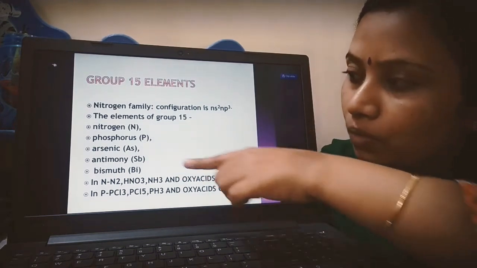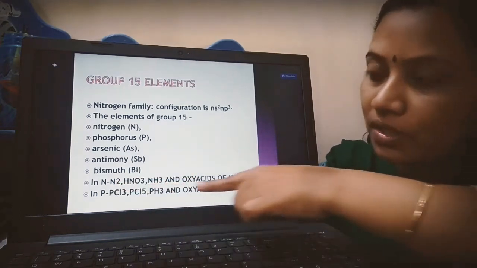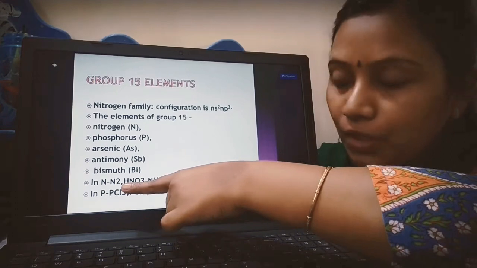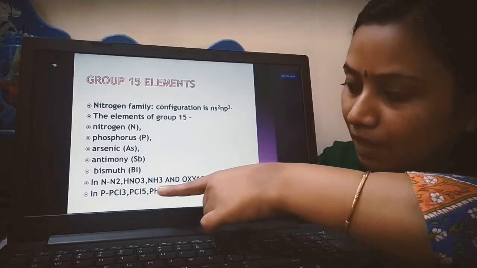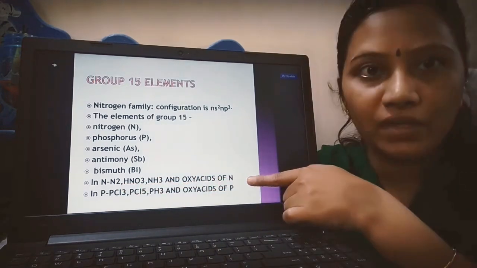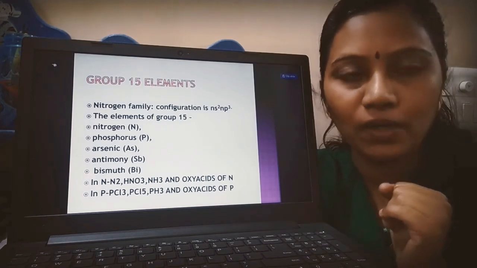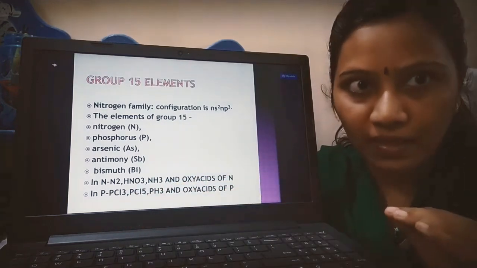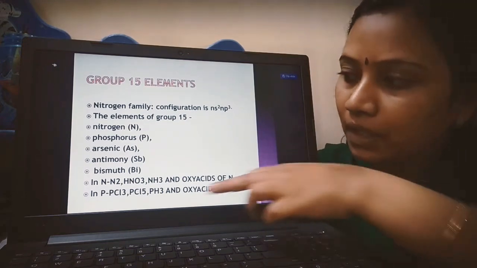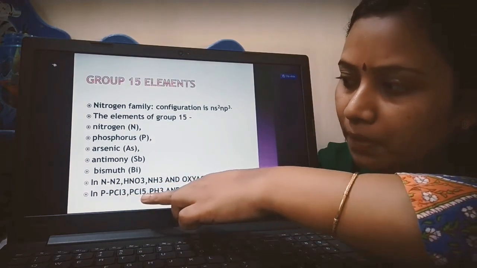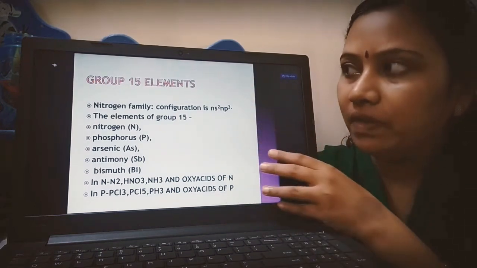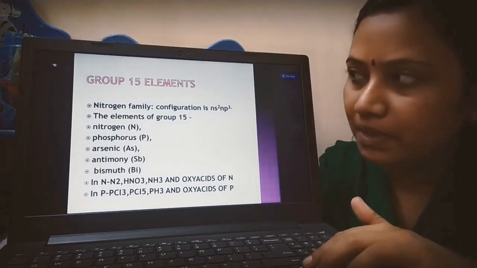Now what are the possible existence forms of nitrogen? Nitrogen can exist in the form of dinitrogen, N2, then nitrous acid, then ammonia, and oxo acids of nitrogen. Oxo acids of nitrogen are not included for the final exam. Phosphorus is also not included for the final exam, but I am giving you an outline: phosphorus trichloride, pentachloride, phosphine and oxo acids of phosphorus. All these we will be covering under group 15 elements.